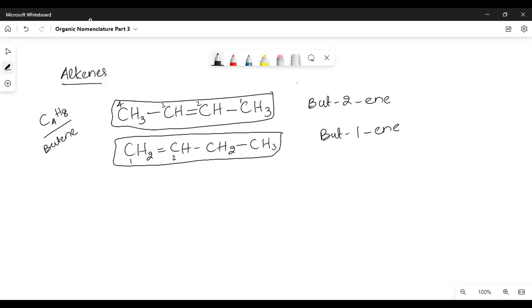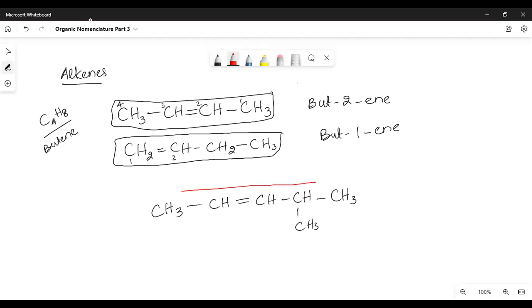More importantly, since we are going to cater to double bond and branches at the same time in AS and more of that in A2, we need to learn that too. So let's suppose we have something like this, then how will you name it?